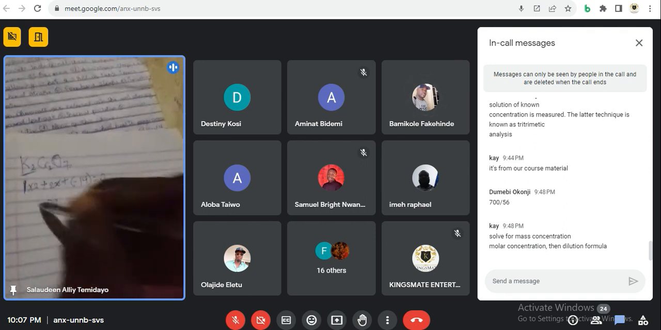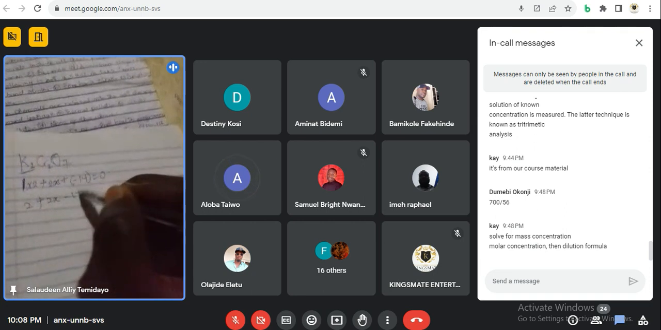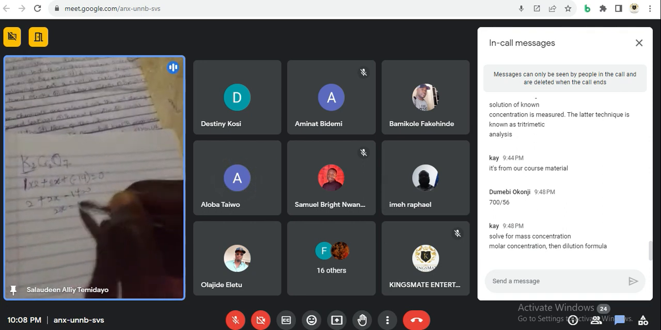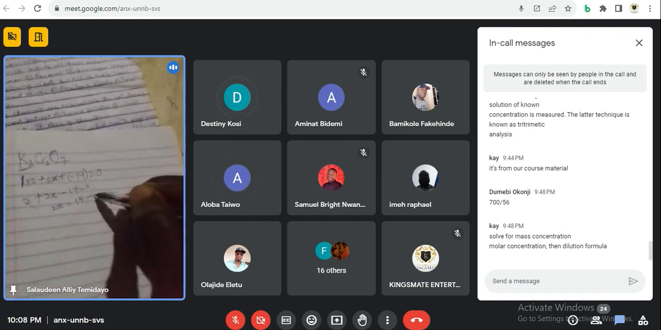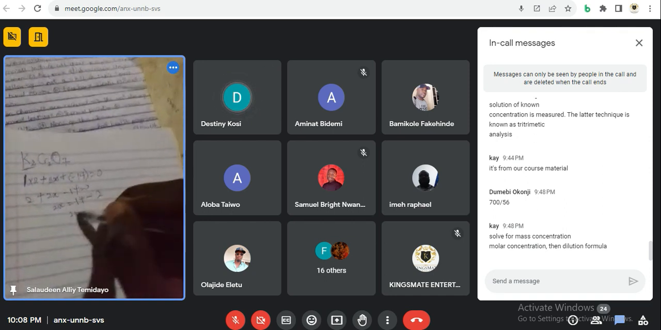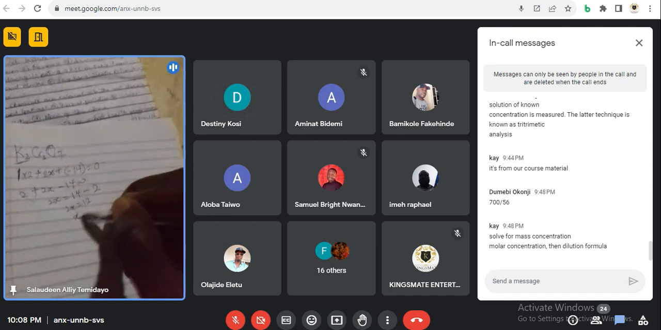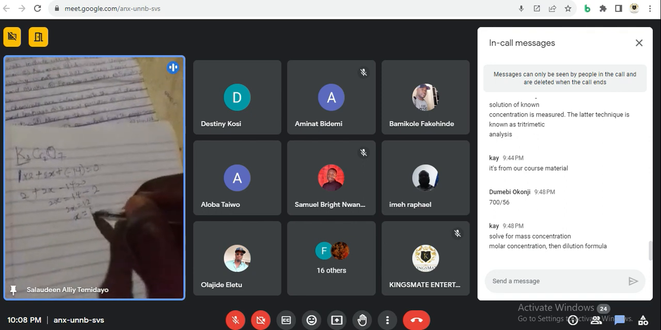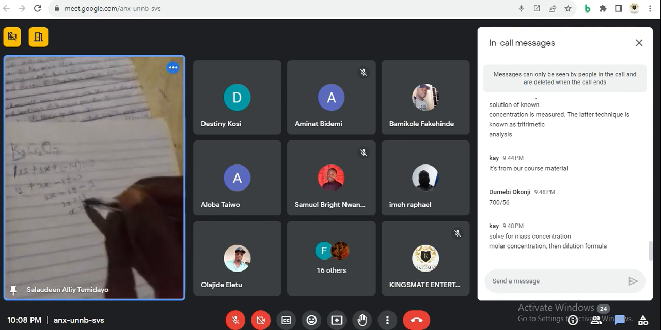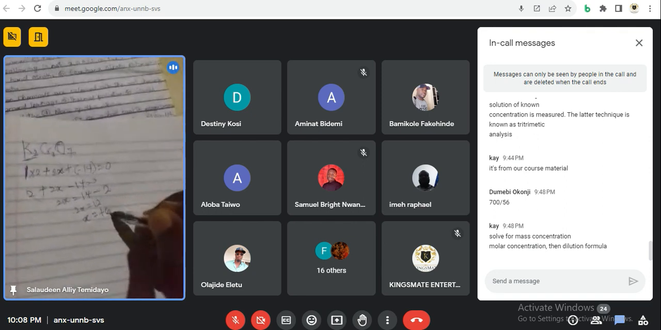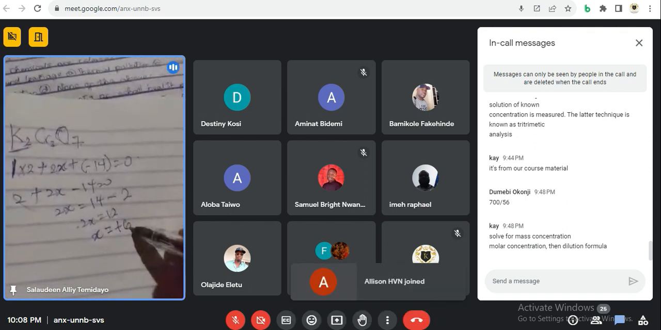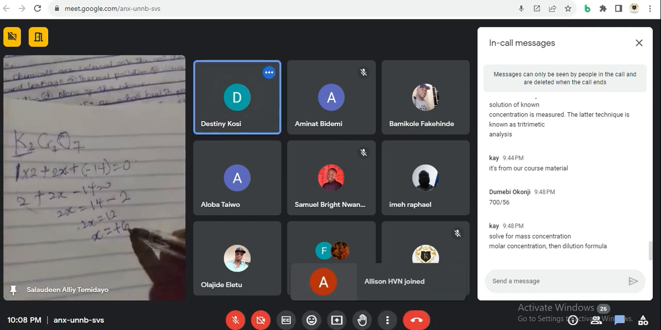So I have 2x plus 2 minus 14 equals 0. So I have 2x equals +14 minus 2. 2x equals 12. Divide both sides by 2. x equals +6. That's 12 divided by 2, +6. So that's the oxidation state of chromium in this compound.